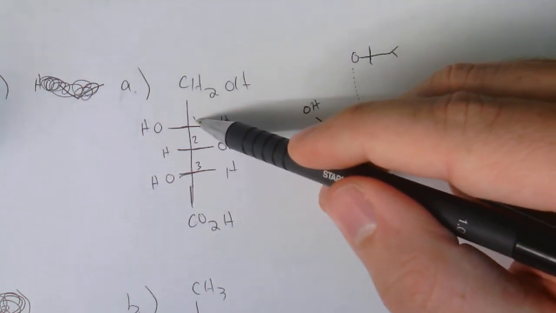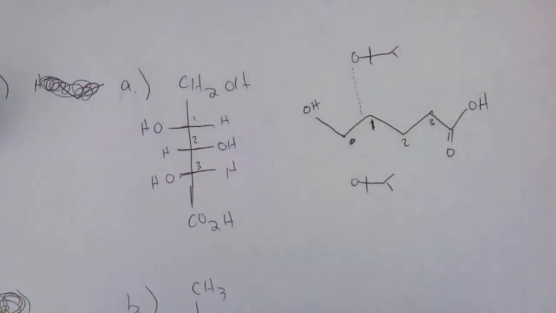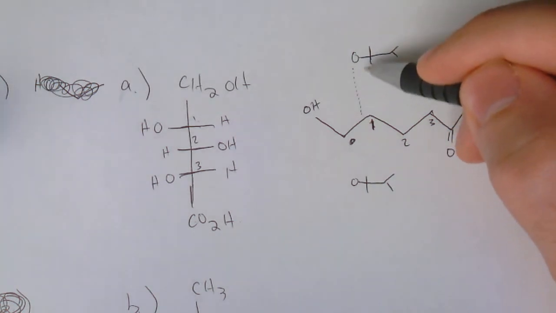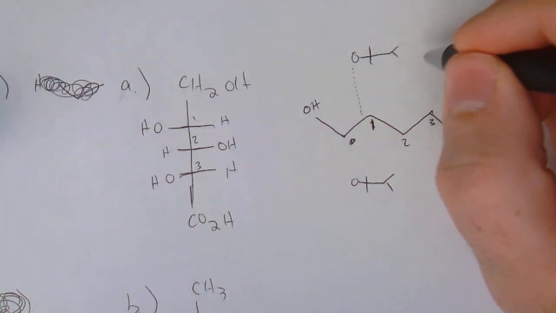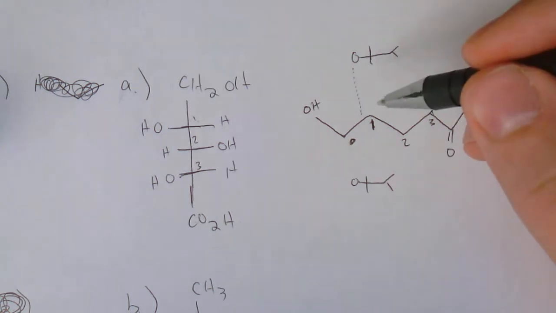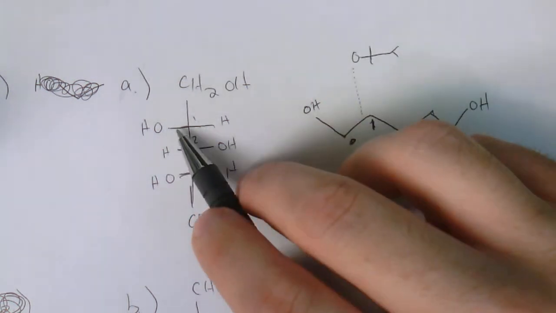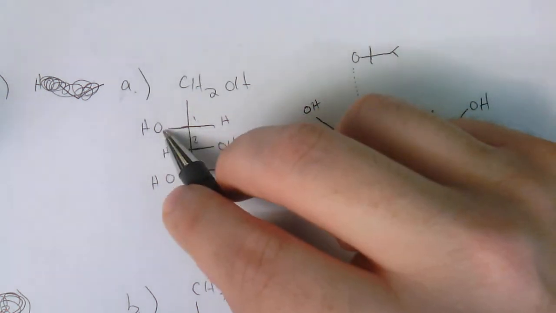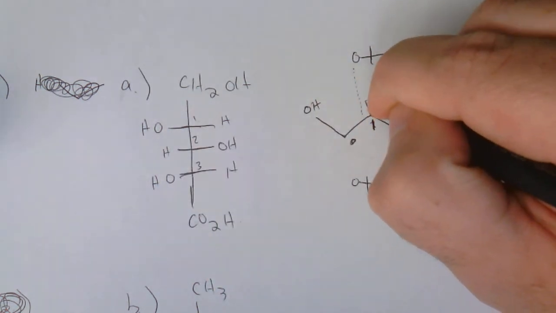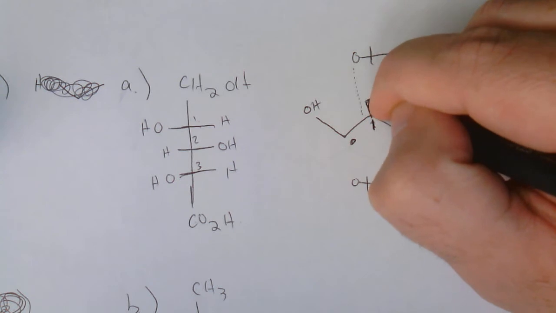So this is carbon number 1. And if I'm looking at it from floating above, my right arm is going to be going into the page. My left arm is going to be coming out of the page towards me. Okay, so what's on my left then from this perspective? On my left is this OH. So this one's coming out of the page.